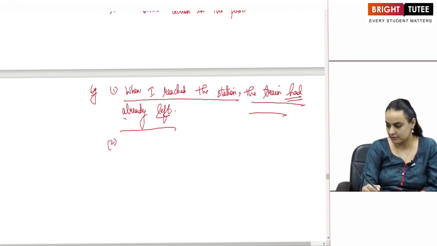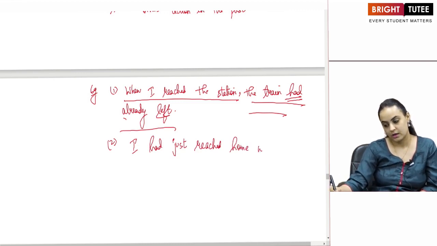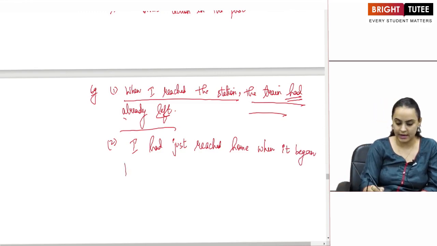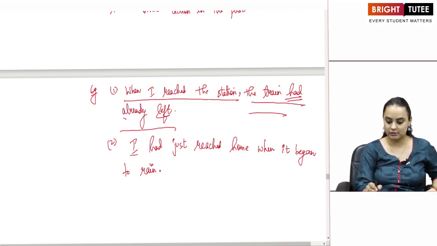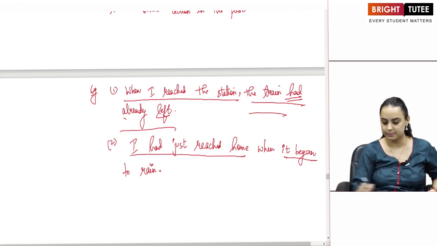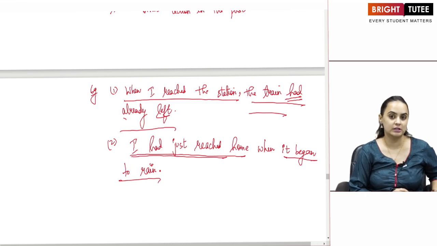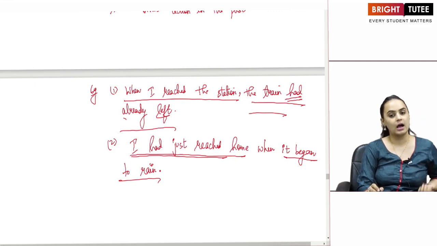If I give you another example, I had just reached home when it began to rain. Again, two actions, you reaching the home and it beginning to rain. Which action took place earlier? You reaching the home. And therefore, we use the past perfect tense for that. So, I plus had and third form of it.